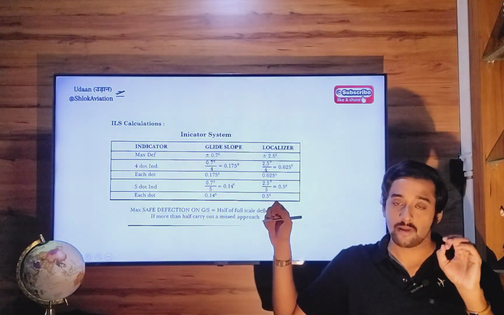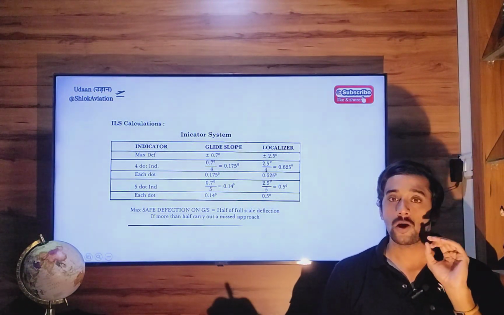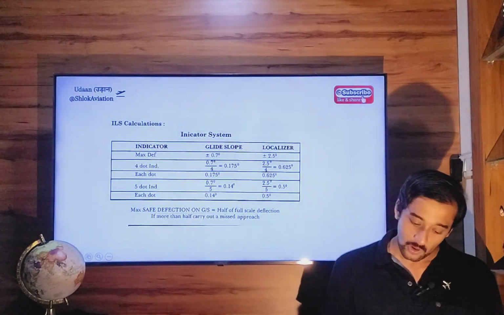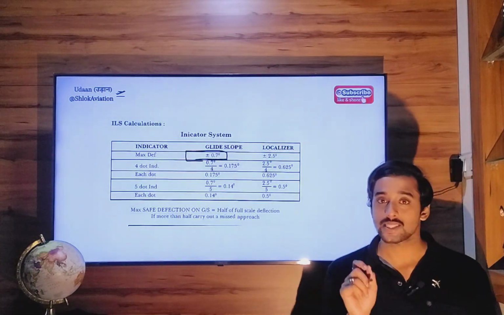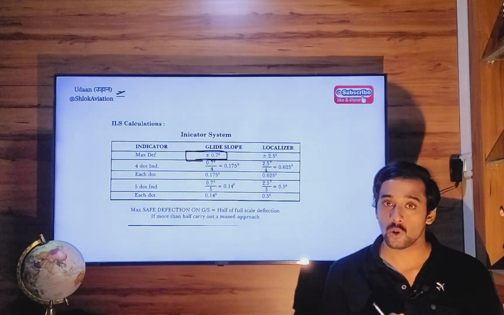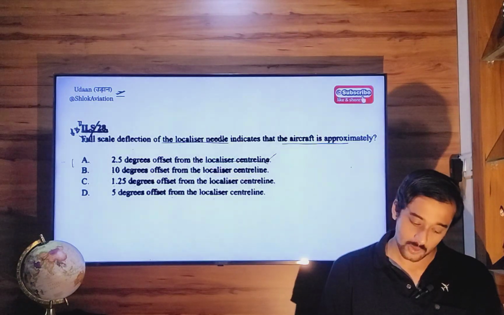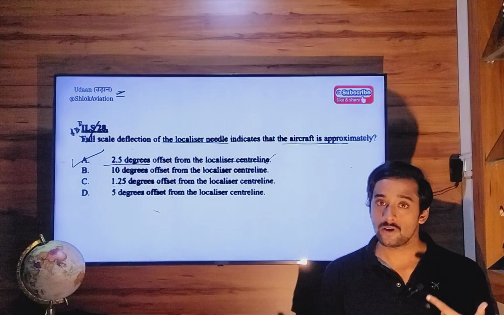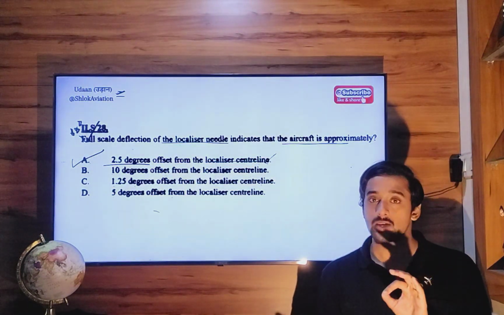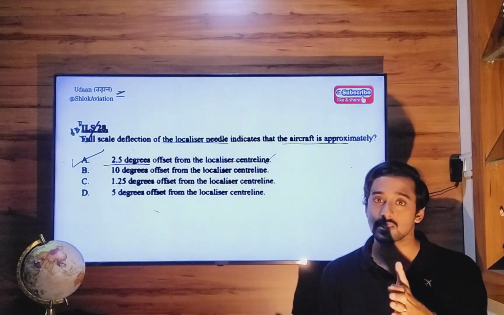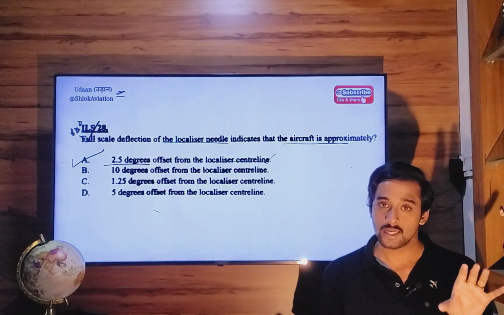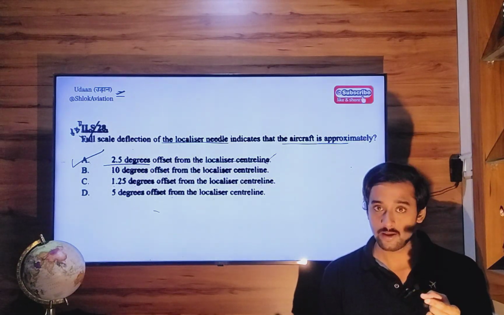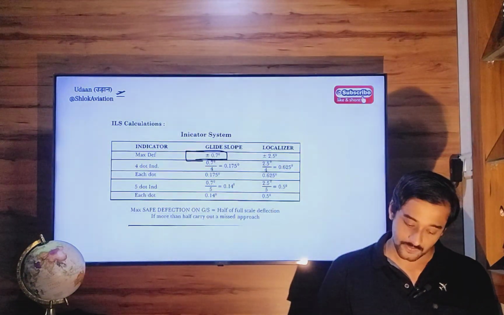So for the localizer, the maximum deviation possible is 2.5 degrees to the right of the center line or 2.5 degrees to the left of the center line. For the glide slope, the maximum deviation is 0.7 degree, even more sensitive than the localizer. So the correct answer is option A, 2.5 degrees offset from the localizer center line. In case of VOR, it is a 10 degree offset from the VOR radial center line. In case of the ILS localizer, it is 2.5 degrees maximum deviation. In case of VOR radials, it is 10 degrees. So remember this.